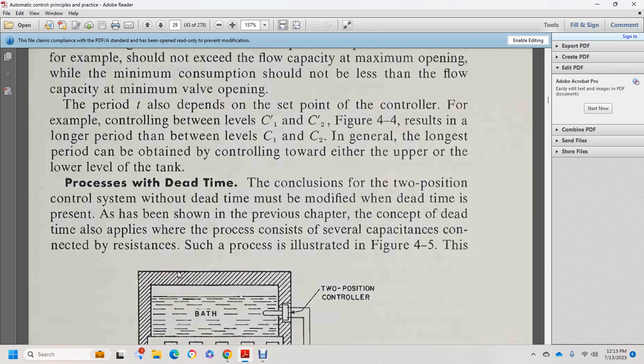Process with dead time. The conclusion for the two-position control system must be modified with the dead time of the process, as has been shown in the previous chapter for the concept of dead time. This also applies to a process consisting of several capacities connected with resistance, such as the process illustrated in figure 4.5.